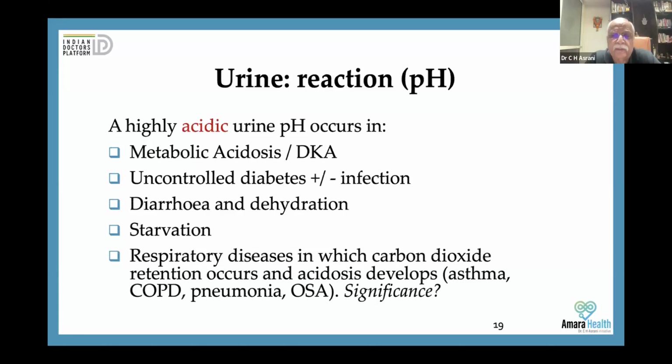Respiratory diseases in which carbon dioxide retention occurs and acidosis develops, that means asthma, COPD, pneumonia, obstructive sleep apnea. What is the significance? As I already told you, a patient of severe asthma, a patient of acute exacerbation of COPD, if they have fever and look sick, and the urine pH is acidic, below 5, 4, 3, it suggests severe metabolic acidosis and the patient may require hospitalization.